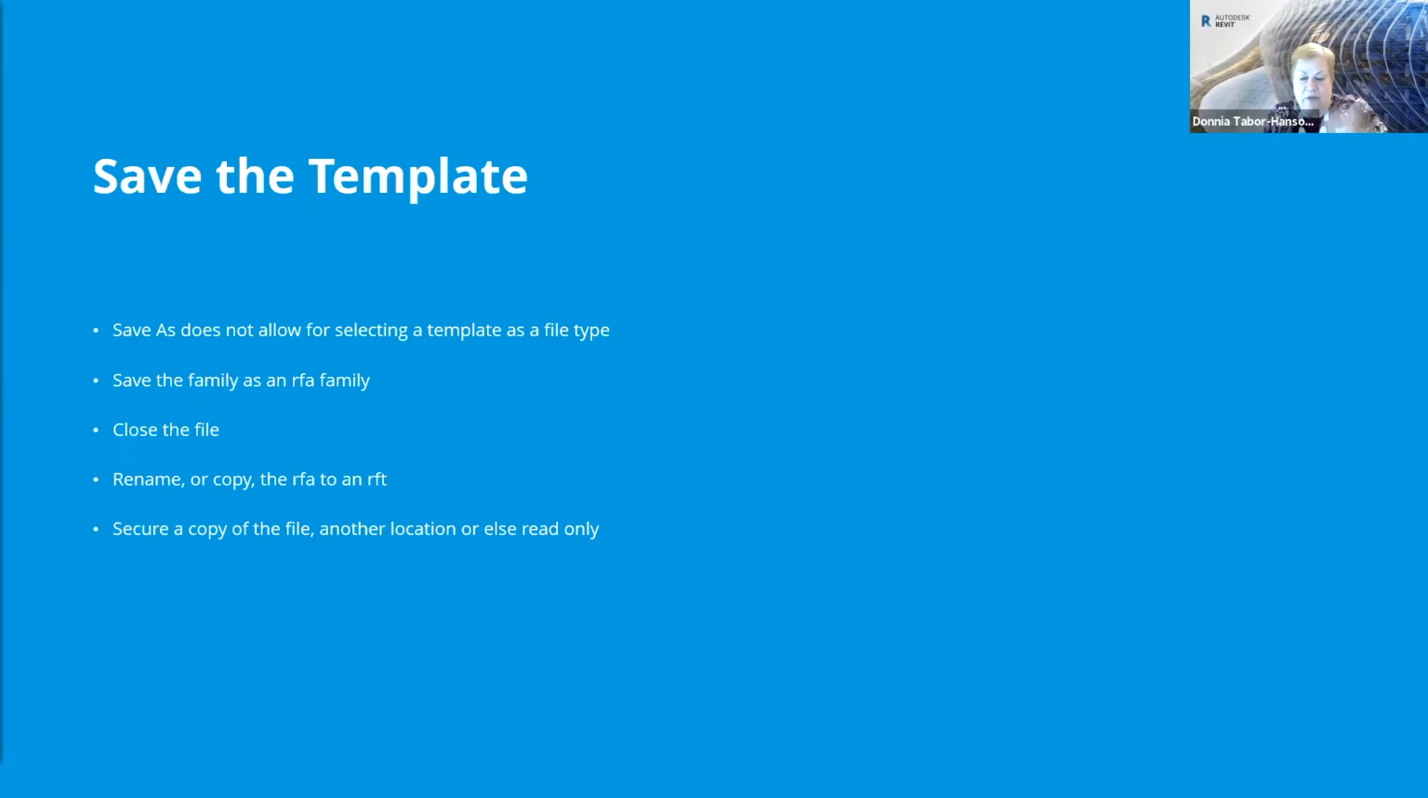Whenever you start something with an RFT file, the first thing you'll see is you're in Family 1. That's the name of the file that you're going to be in, or Family 2, depending on how many you've had open. But you want to make sure you have a copy of it somewhere. And then you can share it with your coworkers.